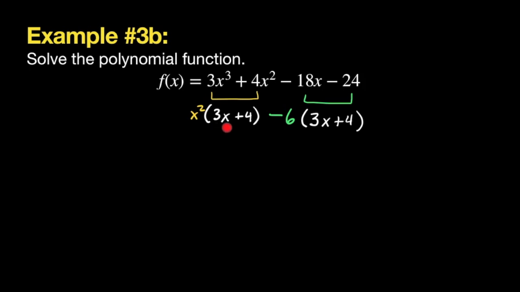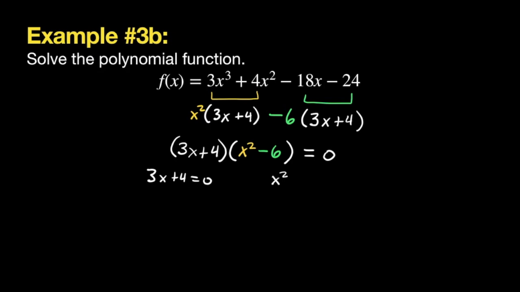Now that you have this term and this term looking exactly alike, we're able to factor that out, and we have 3x plus 4, and we're going to have x to the second minus 6. We're going to now make this equal to 0. So we get 3x plus 4 is equal to 0. And we have x squared minus 6 is equal to 0.